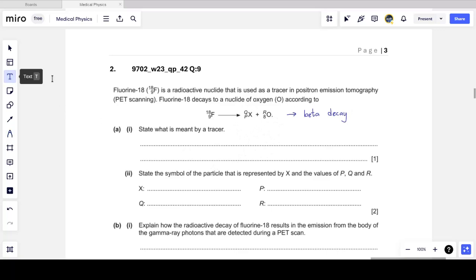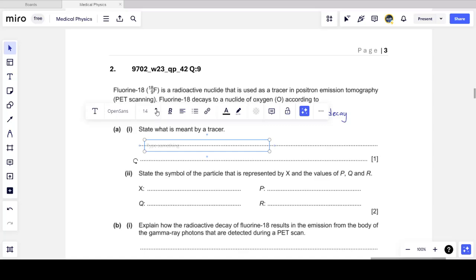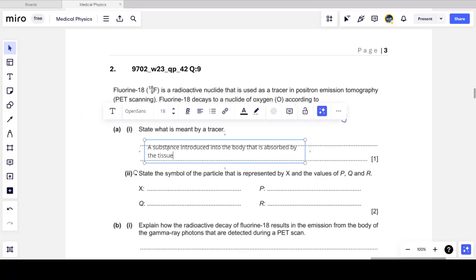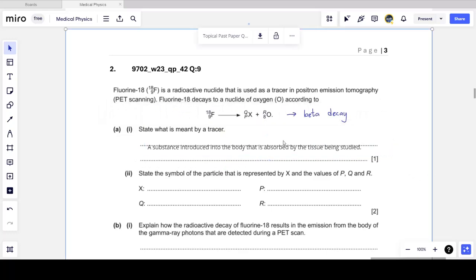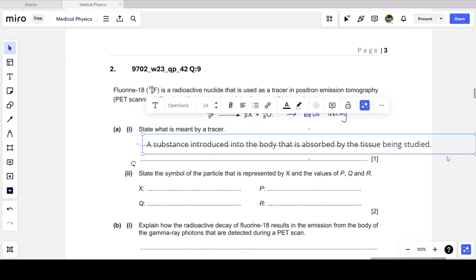But first I want to state what is meant by a tracer. And it's important again that you know what a tracer is. So remember, a tracer is any substance that, when introduced into the body, will be absorbed by the tissue that you want to study. So I can say it is a substance or material introduced into the body that is absorbed by the tissue being studied or being observed. So if I want to study a particular tissue, I must introduce a tracer that's going to go towards that particular tissue when it enters the body.